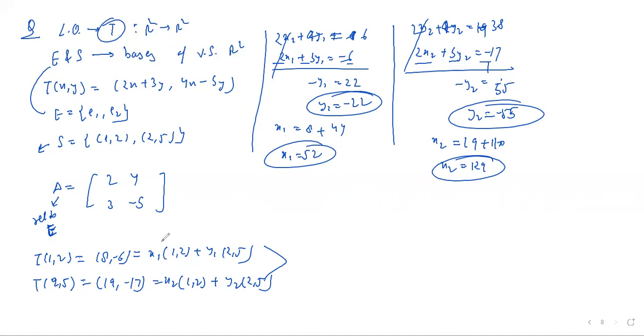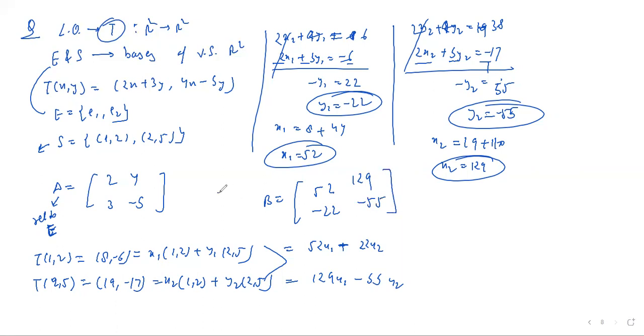I can write it as a linear combination like this. I got my coordinates, which I can write as 52u1 minus 22u2, and 129u1 minus 55u2, and my corresponding B matrix would be 52, minus 22, 129 and minus 55. Okay, so I got my A matrix and my B matrix. Now, if we find the trace and determinant of these two matrices, what will they be?